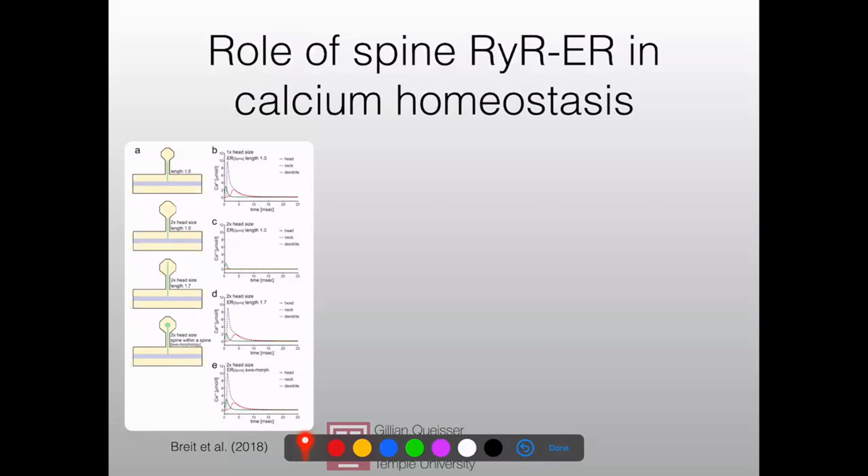So we start out with the reference spine and observe the calcium signal in the head, the neck, and the dendrite here. But increasing the spine head volume by a factor of 2 then disrupts the connection between the spine head and the dendrite. So we do not see any dendritic calcium response anymore under spine head growth.